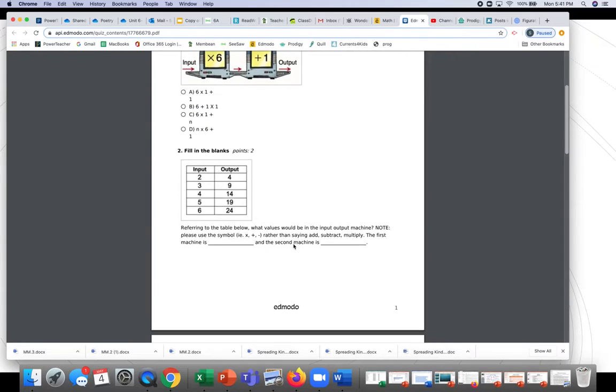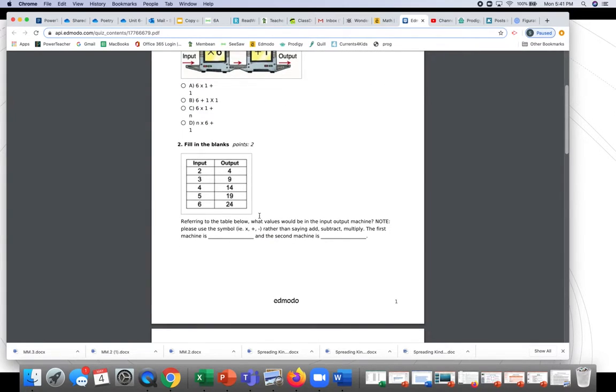The next one is worth 2 points. This was actually an exact example that we had. I just copy and pasted it from our earlier work. Referring to the table below, what values would be in the input-output machine? Note, I said to please use the exact symbol. We know that we are going up by 5 each time, so I think it might be times 5. If I did 2 times 5, how do I get to 4? I would subtract, because 2 times 5 is 10, minus 6 would give us 4.